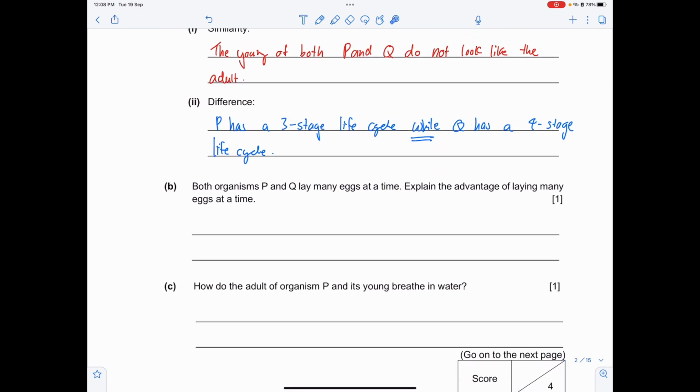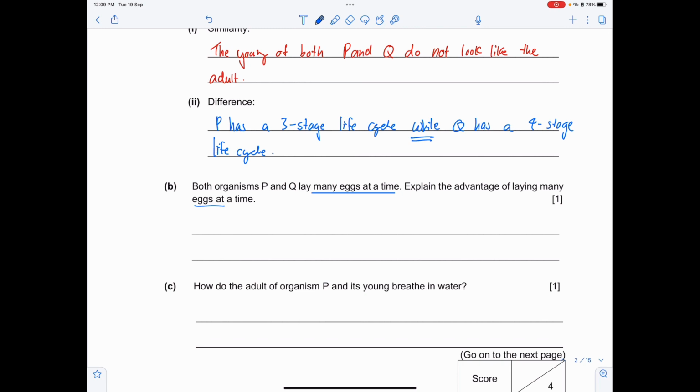Now, both organism P and Q lay many eggs at a time. Explain the advantage of laying many eggs. So we need to remember that you cannot say to increase the chances of hatching an egg. No, that's not true. Actually, if you leave the egg there, whether it hatches or not, the percentage is the same, unless you genetically modify the eggs such that it's able to, say, withstand higher temperatures, or have shorter incubation period. So yes, that is increasing the chances of the egg.